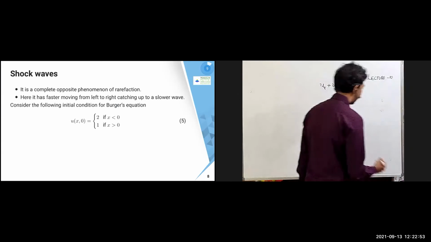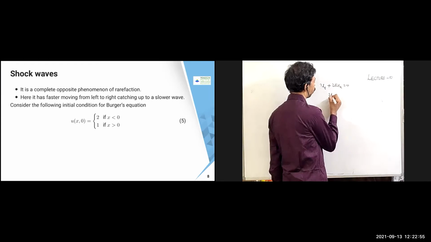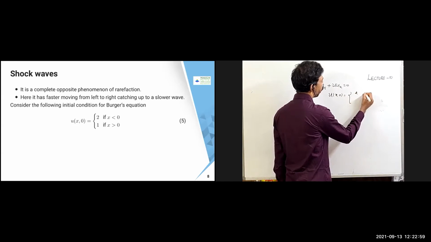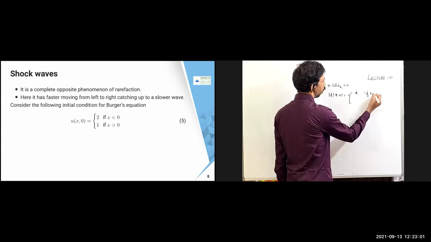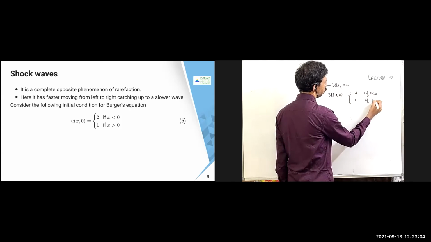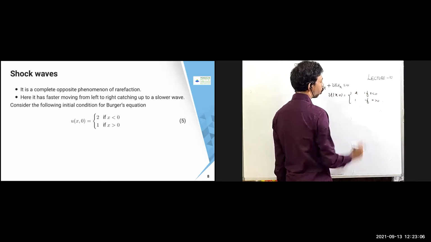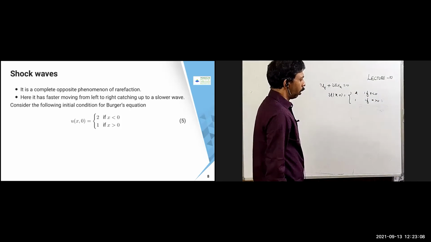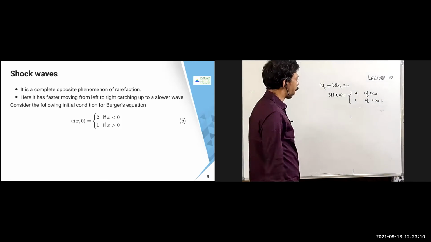So here I'm going to take the same situation, but with a different condition. The condition is 2 if x is less than 0, and 1 if x is greater than 0. So earlier it was 1 and 2, now it is 2 and 1. Okay. So this is completely opposite to the rarefaction case.